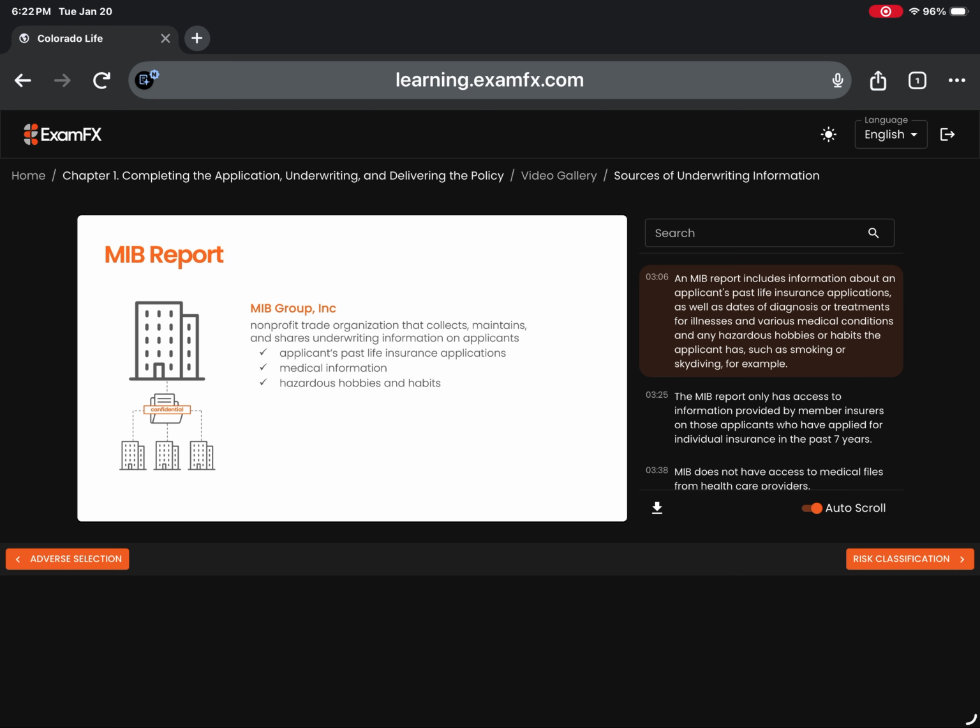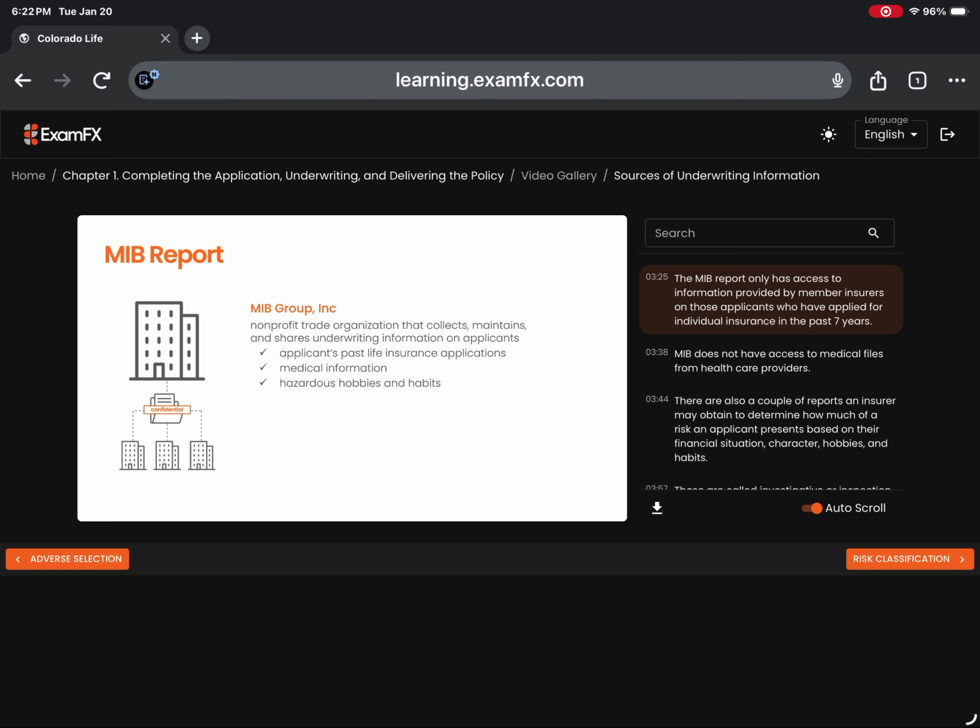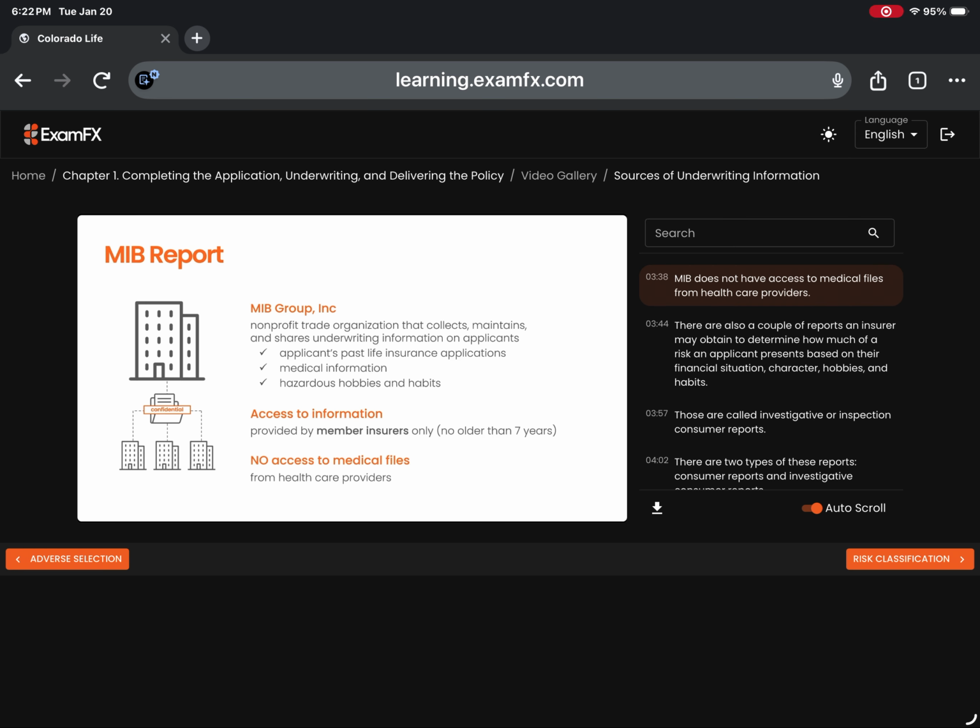skydiving, for example. The MIB report only has access to information provided by member insurers on those applicants who have applied for individual insurance in the past 7 years. MIB does not have access to medical files from healthcare providers.